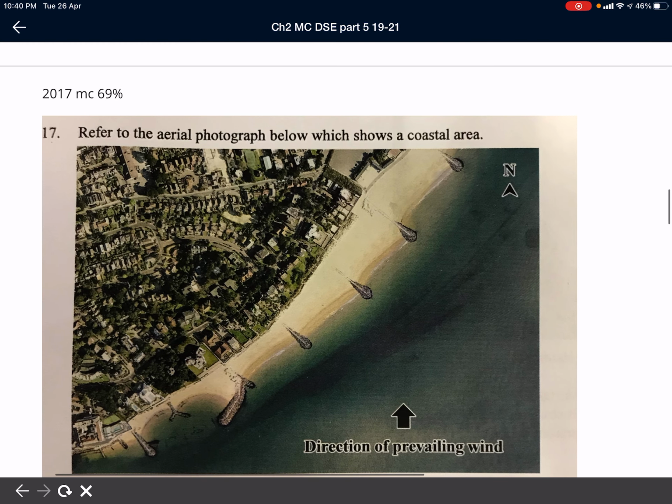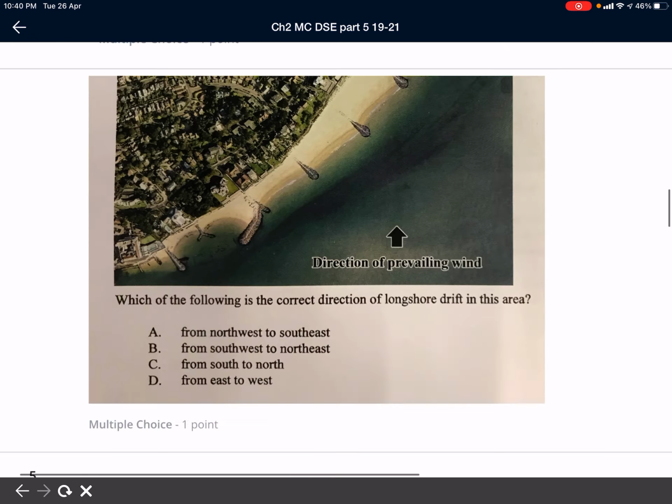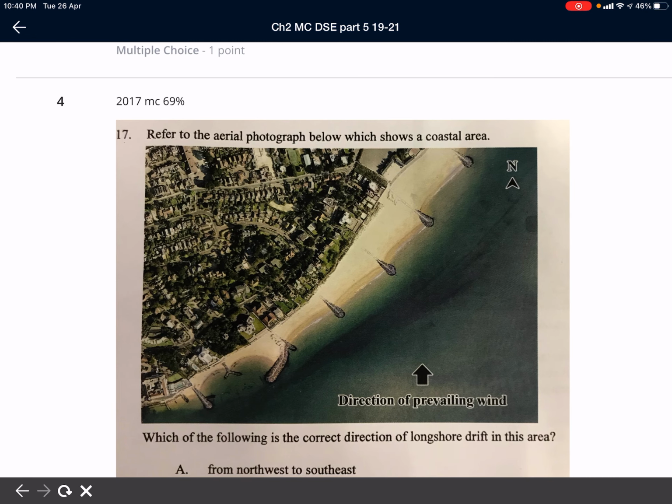Check my answer. I'm not sure. Even for me, Mr. Leung is also not sure. Can I? Yes, from southwest to northeast. This is a 2018 question. I just made a typo.